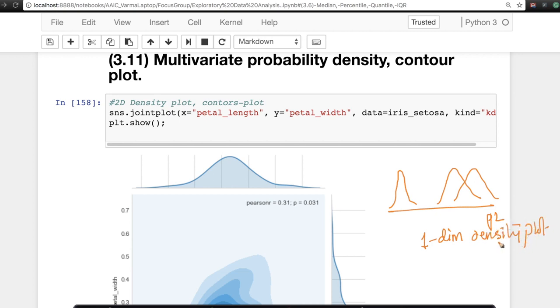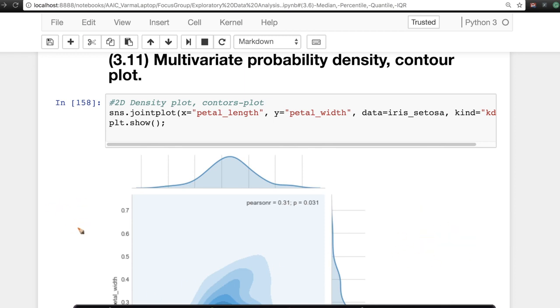Now my question is, is there something called a two-dimensional density plot, or a three-dimensional density plot, or an n-dimensional density plot? So let's look at what a two-dimensional density plot actually means. Then of course we'll generalize it to 3, 4, n dimensions very easily. So let's go step by step.